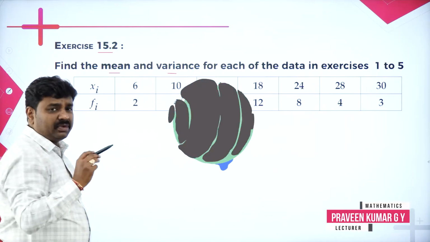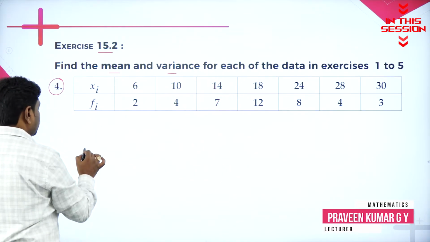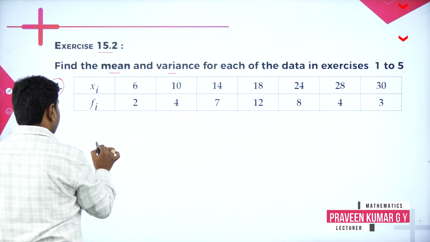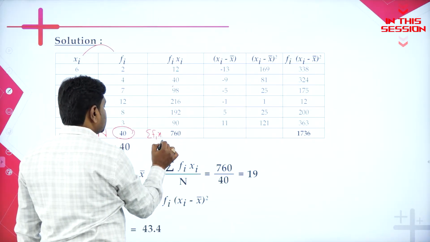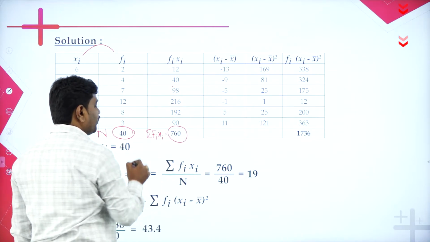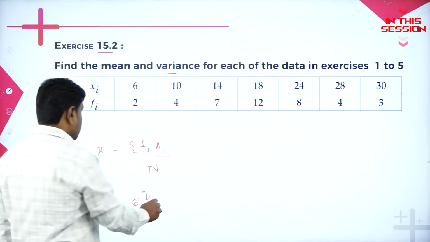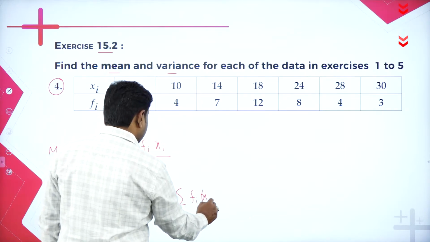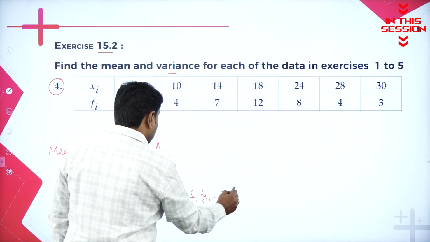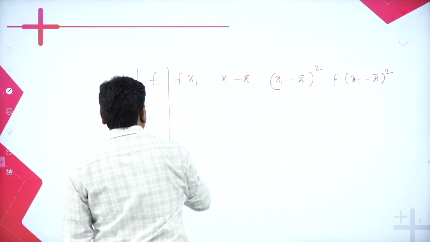So if you want to find mean of group data, first you should be thorough with the formula for mean. What is the formula for mean for group data? When you add, we call it sigma fi xi. Sigma fi xi is 760. Sigma square is equal to sigma fi into xi minus x bar the whole square by n. So the table column entries are made depending on the formula.